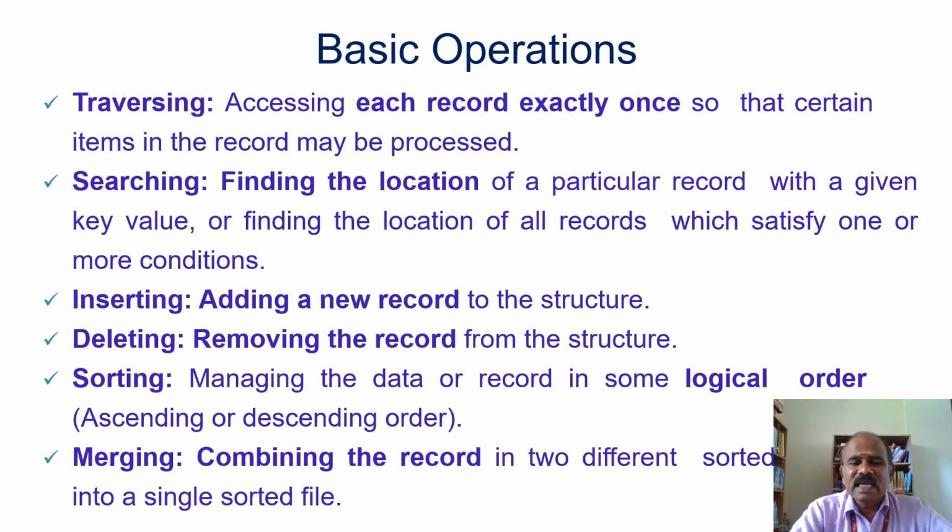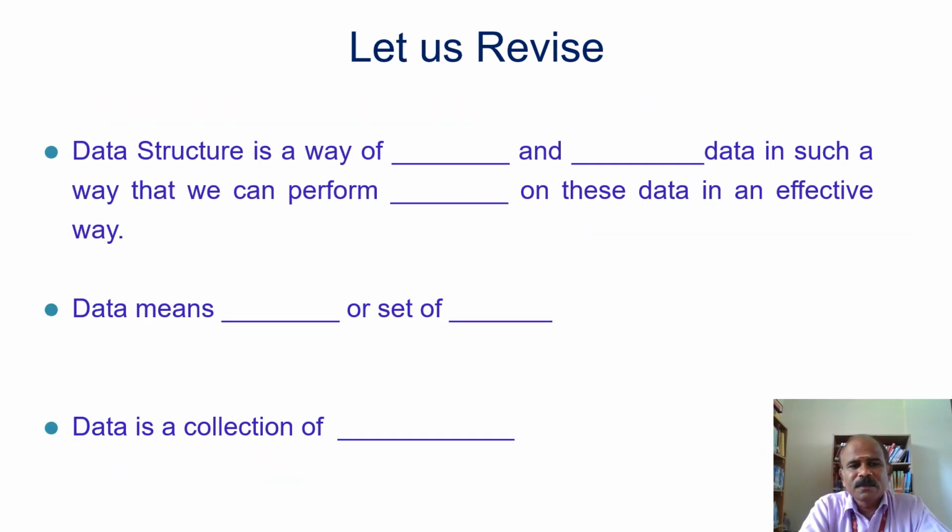Next comes inserting, adding a new record or element into the data structure. Deleting, removing a record or data from the data structure. Sorting, managing the data or records in some logical order, as I said, ascending or descending order. Finally, merging, combining the records of two different sorted lists into a single sorted file. So these are the basic operations we normally do with all data structures.